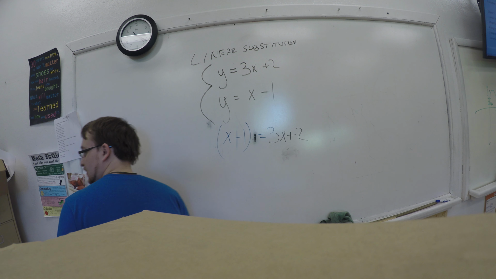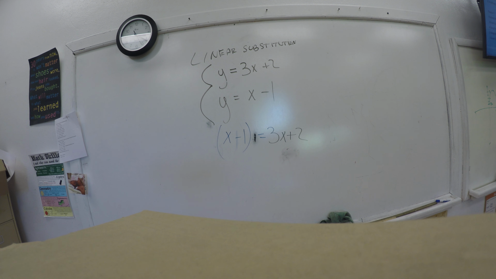Okay. You bring the one over to the other side. Add 1 to both sides. You add 1, then minus 3. You add 1 to both sides.